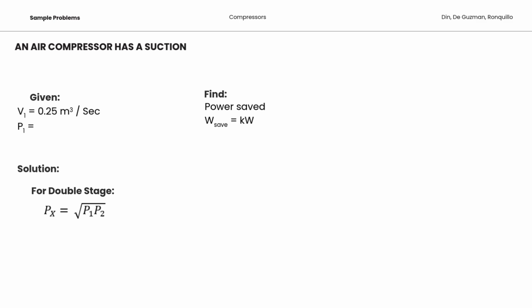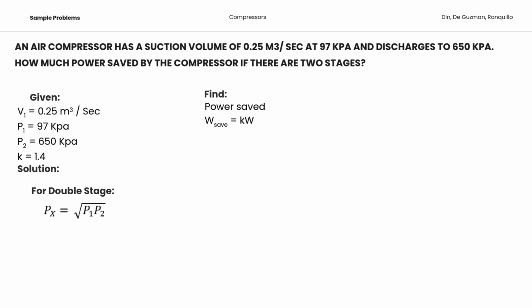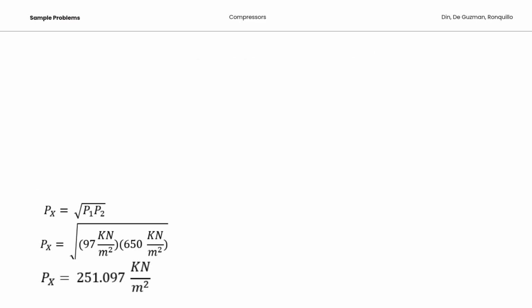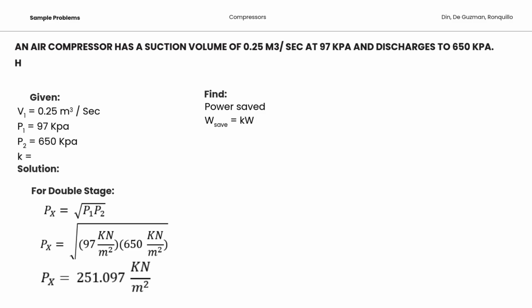So, for double stage naman, gagamitin natin ang pressure 1 and pressure 2. So, ang formula is square root ng P1 multiplied by P2. So, gamitin yung formula na yan, substitution ng value. Ang makukuha natin is 251.097 kilonewton meter squared or kPa.